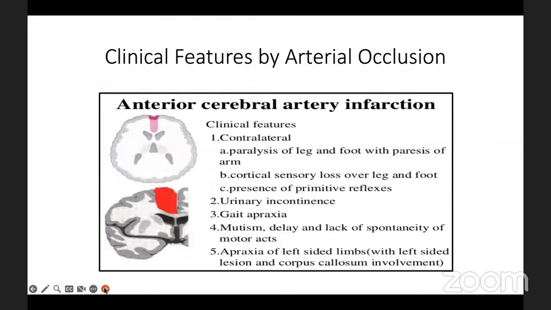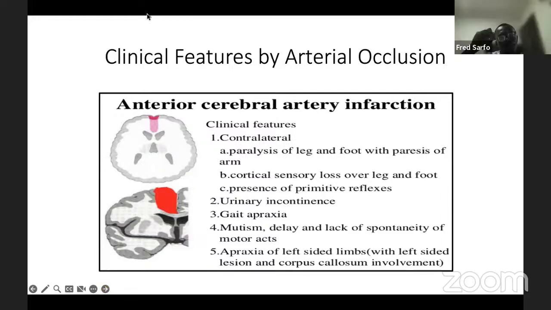When you have somebody with anterior cerebral artery infarction, remember that we said that the anterior cerebral artery perfuses the medial part of the brain. So that is where the leg homunculus is. So when you have an occlusion of the anterior cerebral artery, they tend to present more with weakness of the leg rather than weakness of the arm or the face. And they may have things like urinary incontinence, gait apraxia, and so forth.